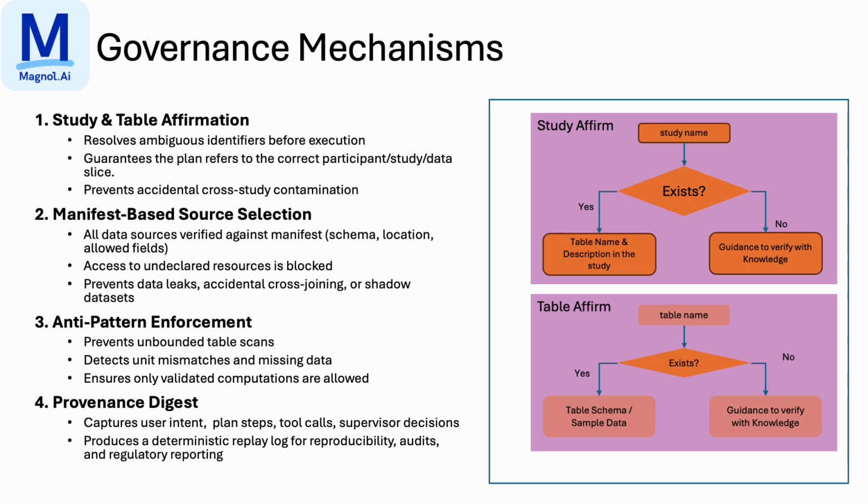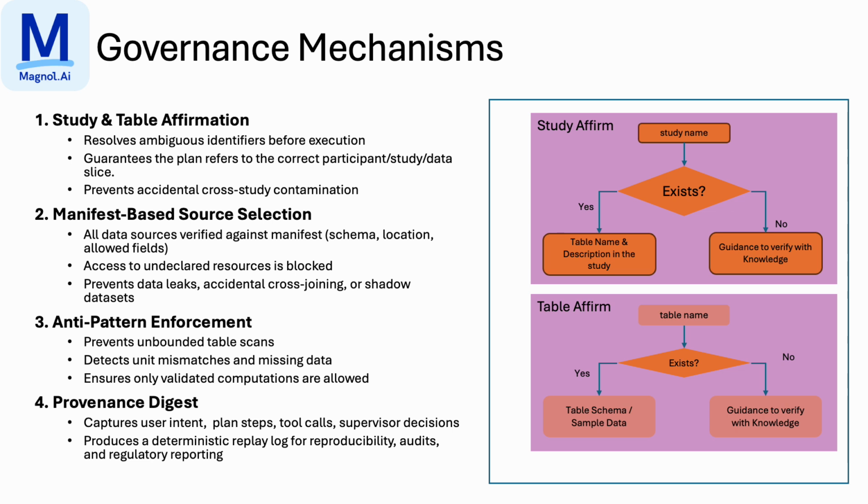Study and table affirmation. Before any analysis, the system verifies that the referenced study and the data tables actually exist and are correct. This prevents accidental cross-study contamination and ensures that the analysis is grounded in the right data.